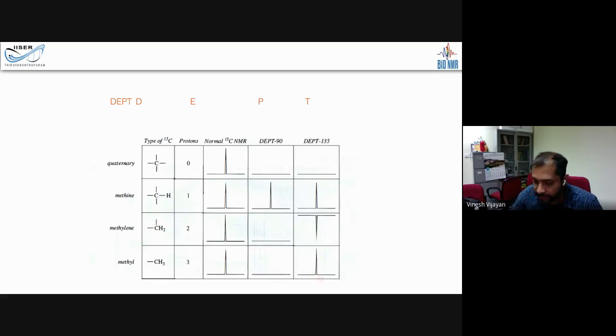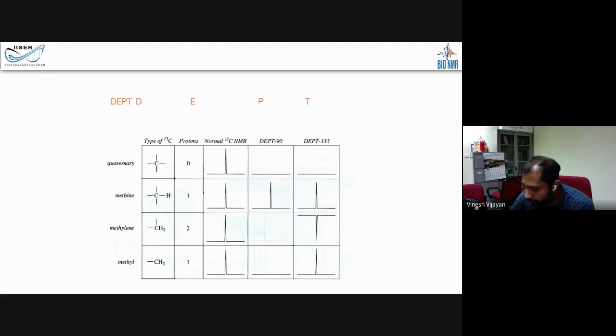In DEPT 135, it gives you a positive signal. So what do you have to do? You have to measure DEPT 90 and DEPT 135. Now, why you need to measure both of them together is very simple. If you have a positive signal and you measure only DEPT 135, what happens? You get a positive signal. Now, it can be CH, it can be CH3, it can be also CH2.